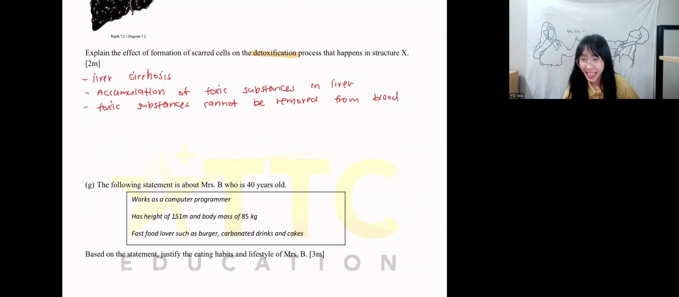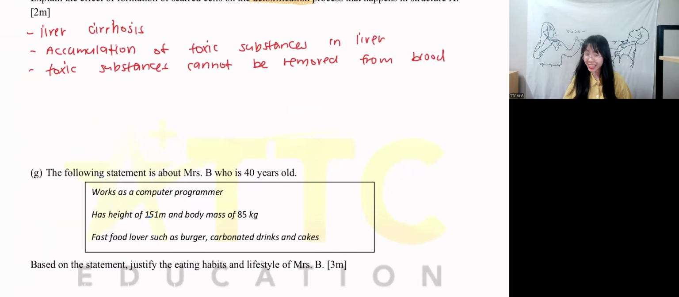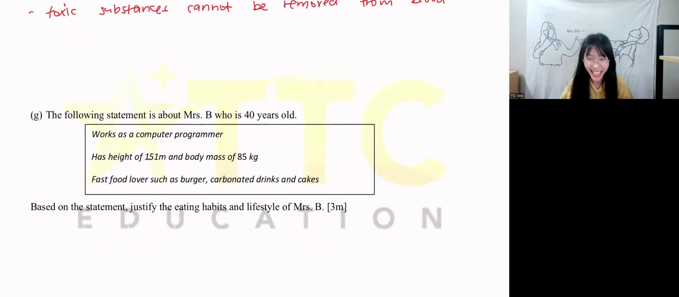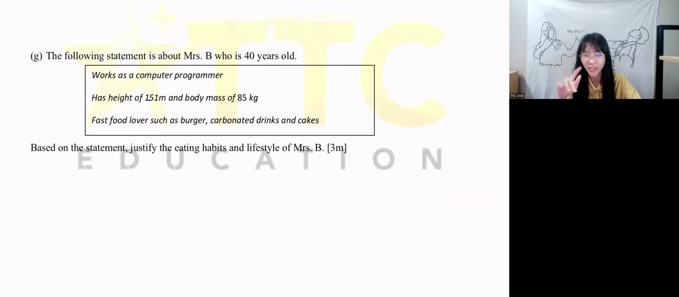Of course it's unhealthy. Right now, your priority of food is burger, carbonated drinks, and cakes. Now we all know what you all like to eat this generation. That's why the lifespan of the new generation is shorter than the old generation. Can you tell me what is the eating habit? Unhealthy, right?